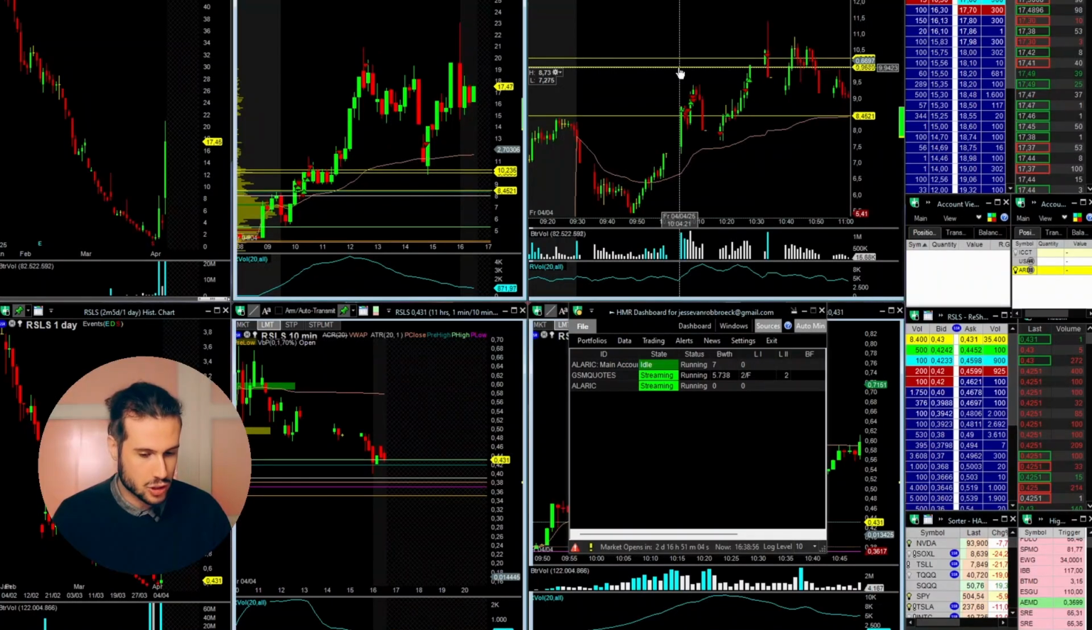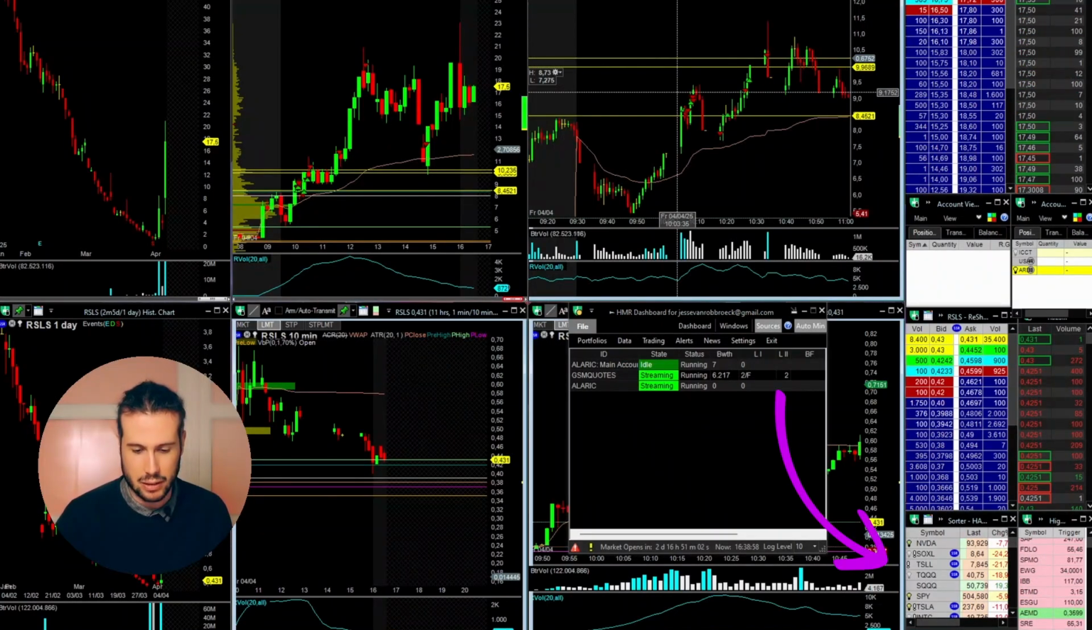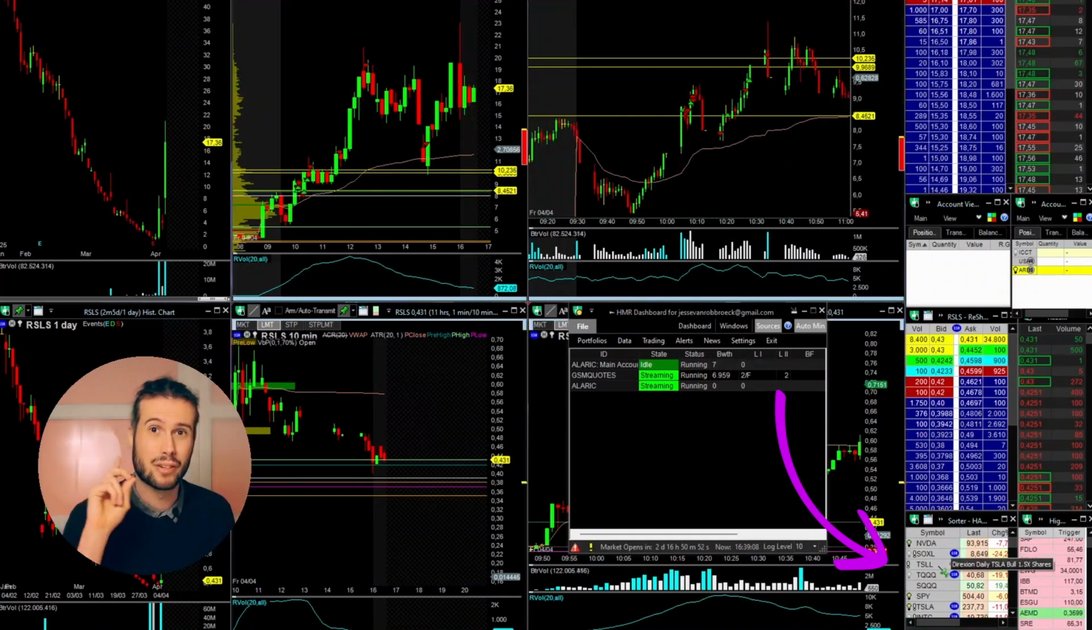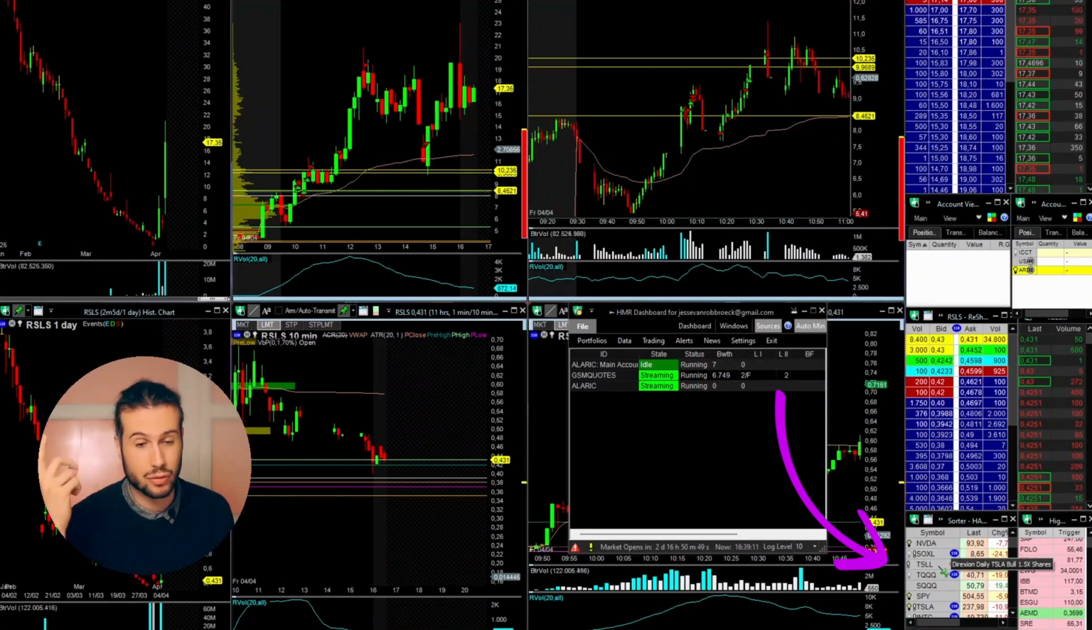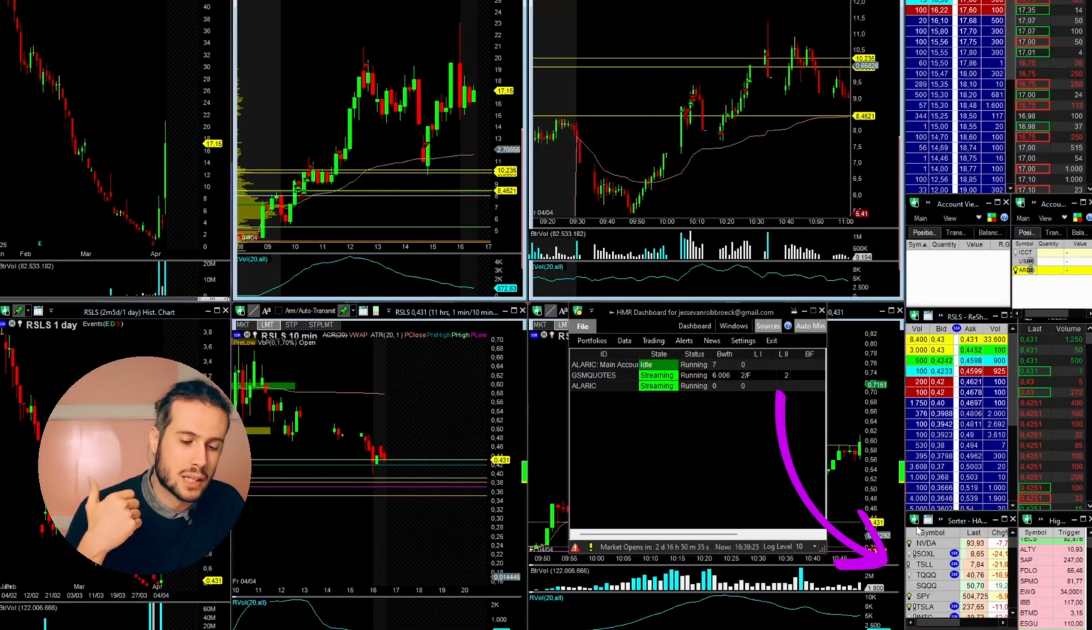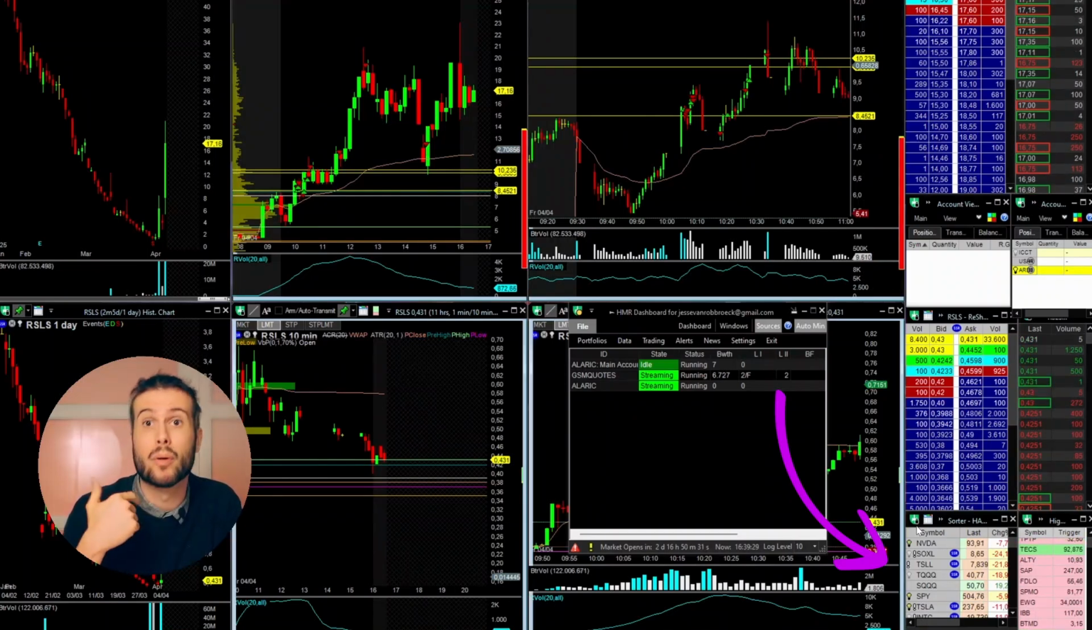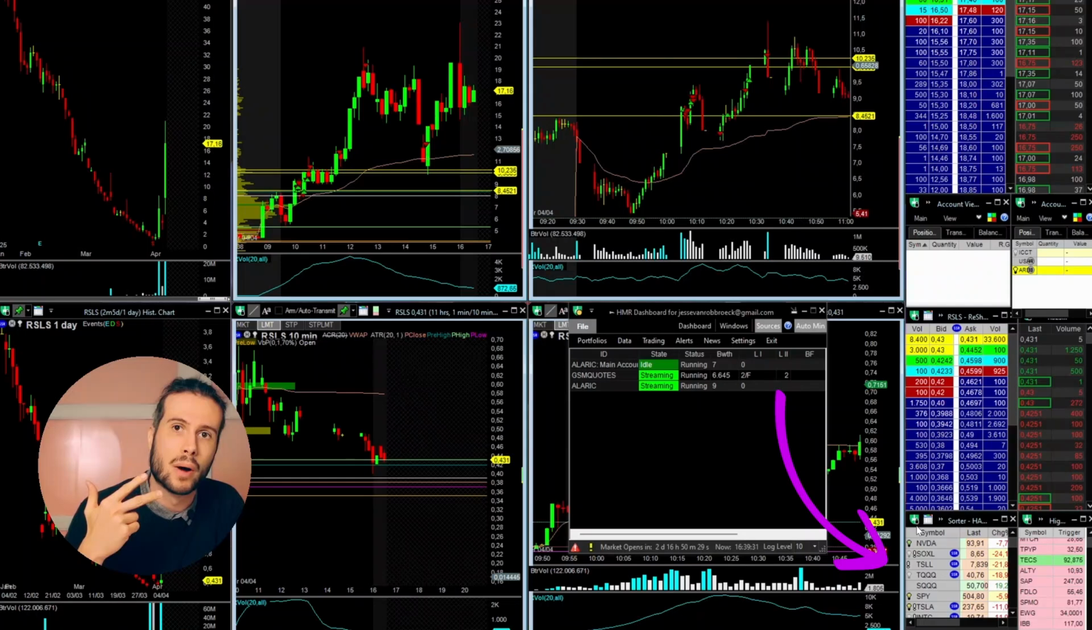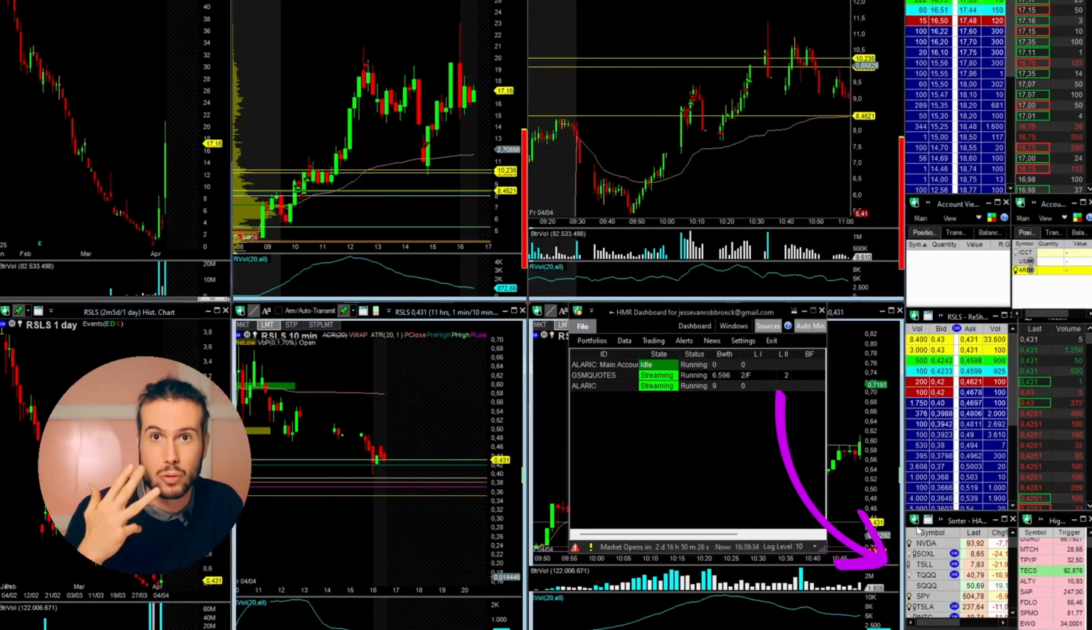So the first thing is I check my scanner. This is my scanner on my broker. I have a particular video on how you can find a free scanner. What I'm looking for is stocks that gapped up or gapped down with a significant amount of volume and have their own catalyst. So these are the three criteria.